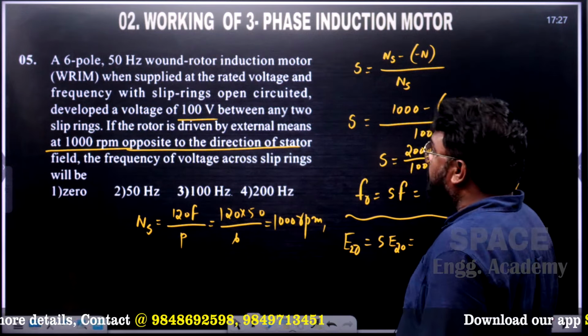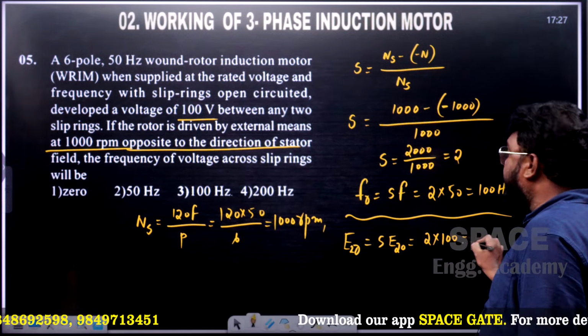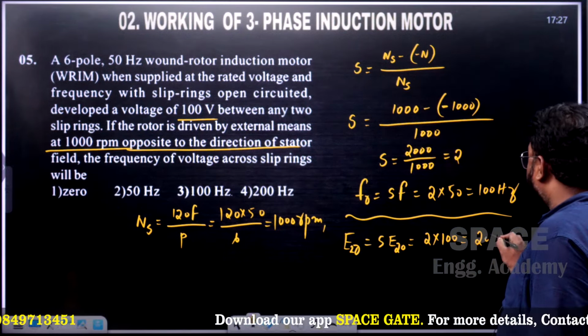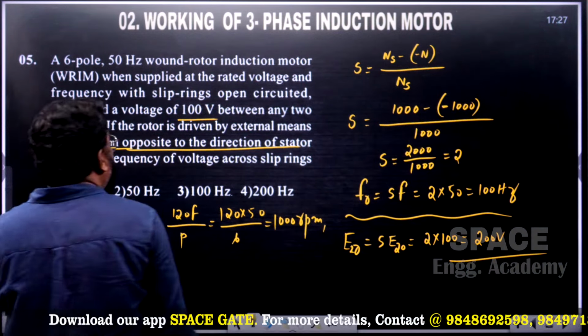So in open circuit condition, S is equal to 2. So this value is equal to 100. So now this value is equal to 200 volts. If they want an extension of this, how will the question be asked?